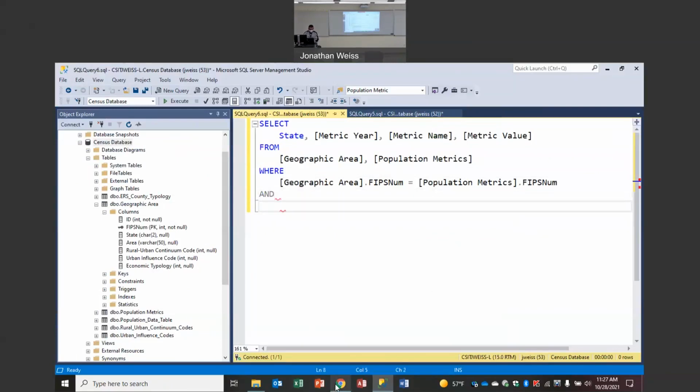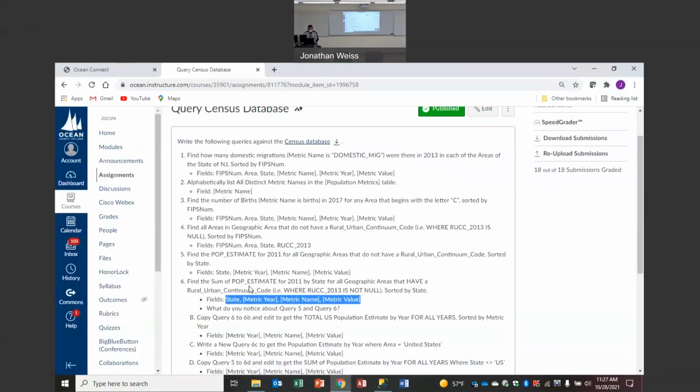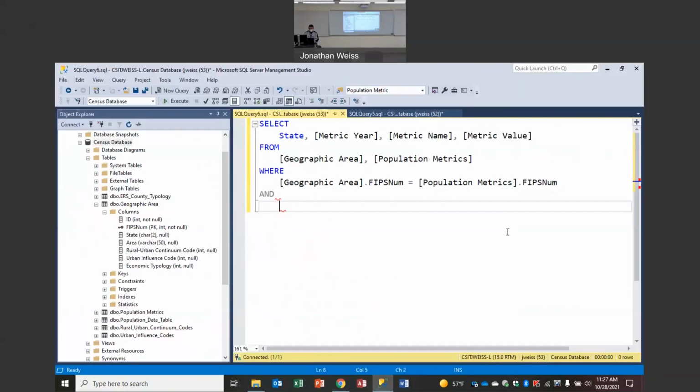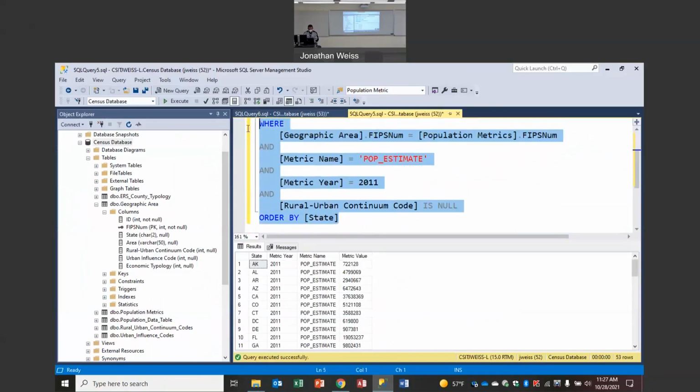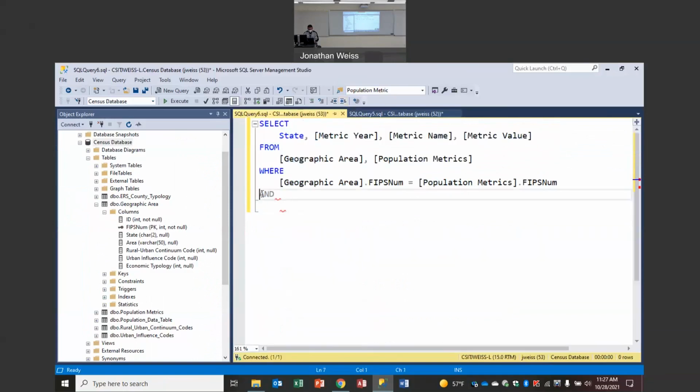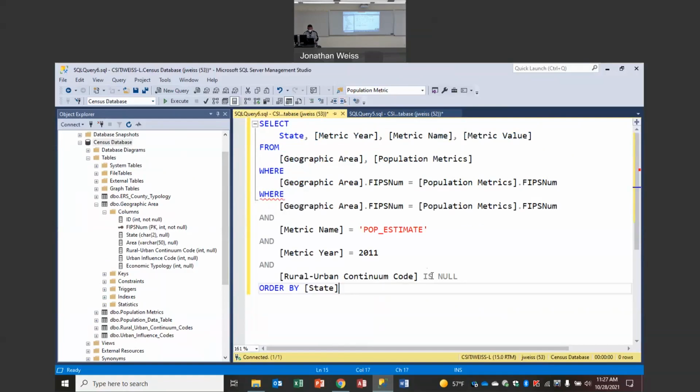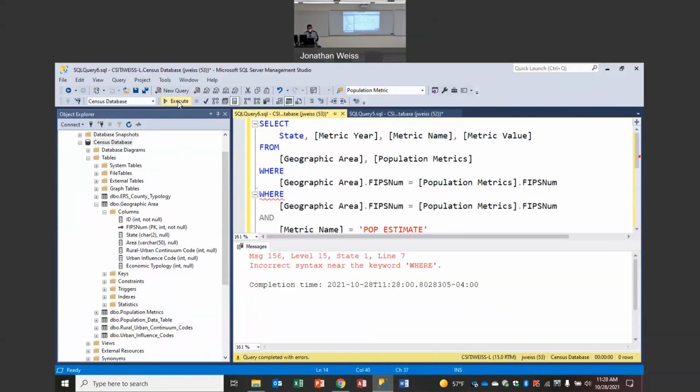And we look at the assignment and it says, pop estimate is the metric name, 2011 is the year, but this time we want the rural urban continuum code to not be null. But we can copy this almost exactly again. And instead of is null, we'll change this to is not null. And we'll run this.